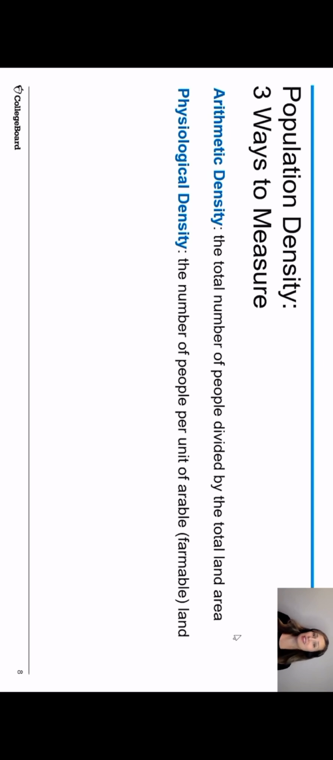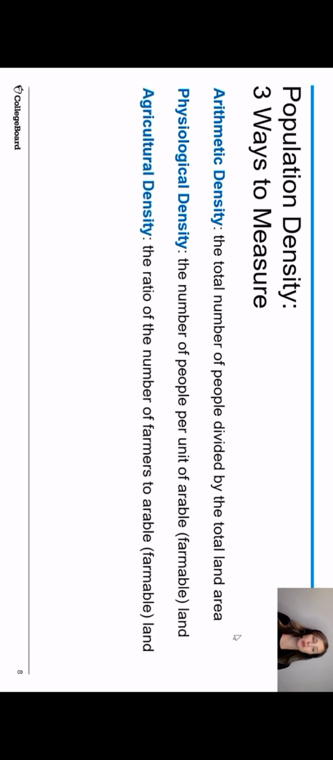Now, this goes back to the example I gave in the last slide. If you're in a desert area, then you may have high numbers of people per farmable land because there is very little farmable land. The physiological density would be very high. Whereas if you're in an area with lots and lots of farmable land, then the ratio would be lower. And this is one way geographers can study the impact that people are having on the land around them.